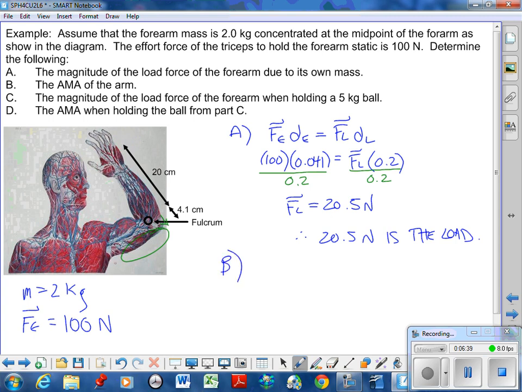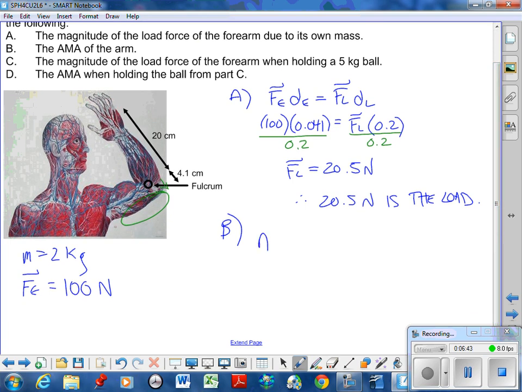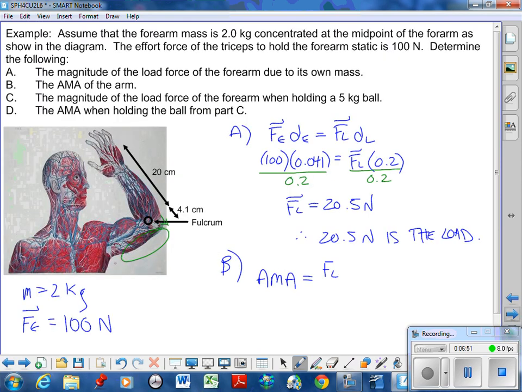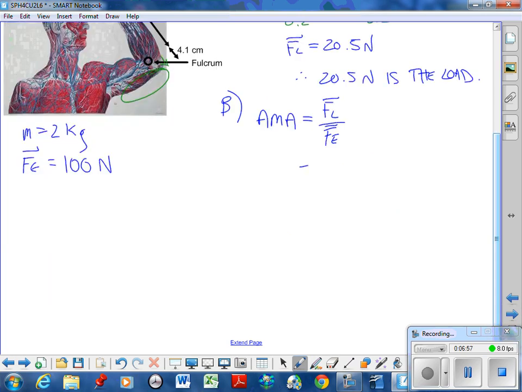B part, what is the AMA of the arm? So what's the actual mechanical advantage? We know from the previous slide, AMA is FL over FE. I'm going to extend my page. So the load force was 20.5. The FE is 100. So we do that quick division.